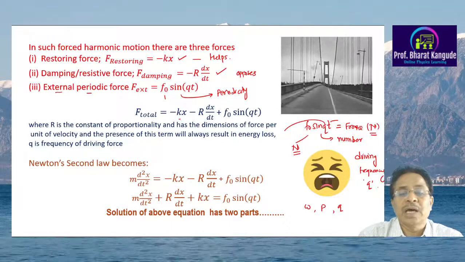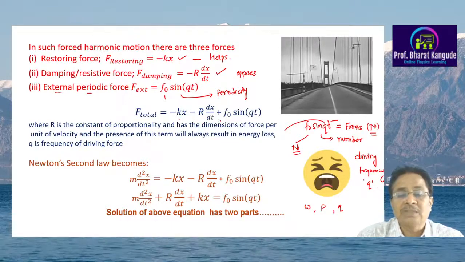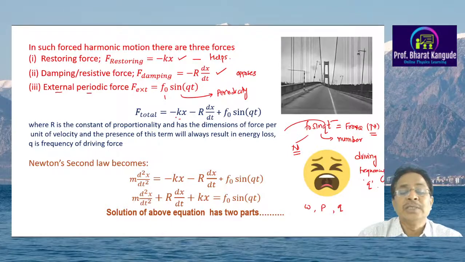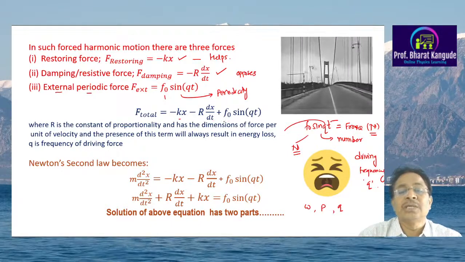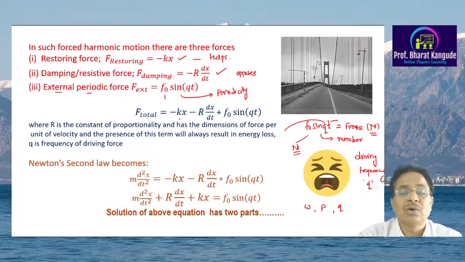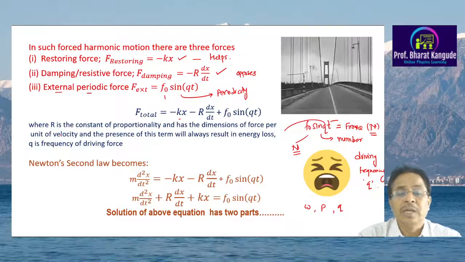Both of these forces are negative, and the last quantity is F0 sin qt. This is the force which is taken to be positive. So the addition of these 3 forces decides what the differential equation is here. As in this case also, this r is a constant of proportionality, which you have seen earlier.